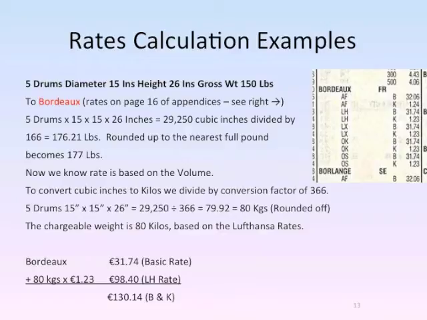And again, we are working on the Lufthansa rates. So the Lufthansa rate, so going to Bordeaux, the basic rate is €31.74. And we multiply 80 kilos by the per kilo rate of 1.23 and we get €98.40. Add the basic rate and the per kilo rate together and we get €130.14. So that's the rate for the customer.